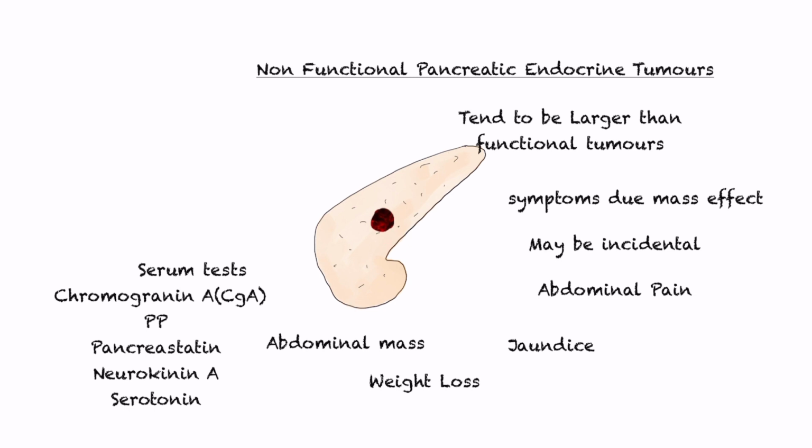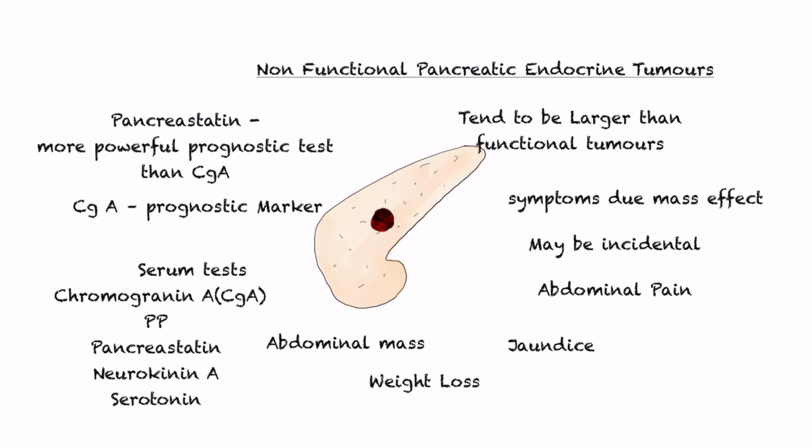Chromogranin A, pancreatic polypeptide, pancreastatin, neurokinin A, serotonin. Chromogranin A is also of prognostic value. Pancreastatin is recently considered a more powerful prognostic marker than chromogranin A after resection. If pancreastatin does not normalize, then it is a marker for high risk of recurrence.